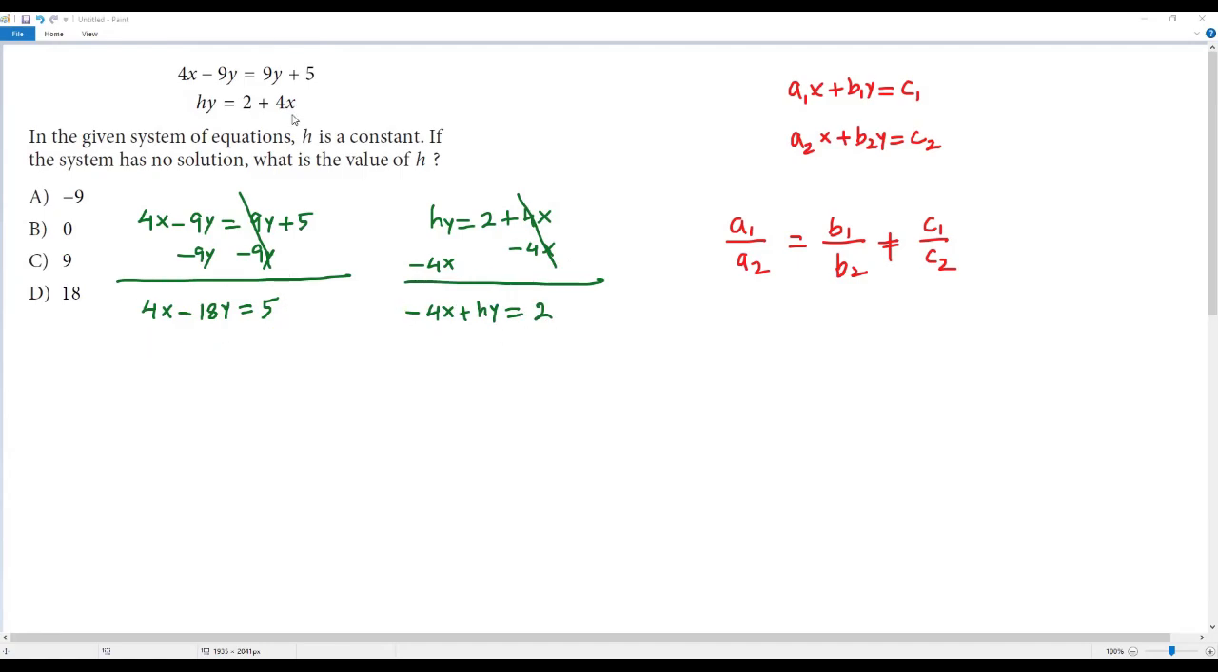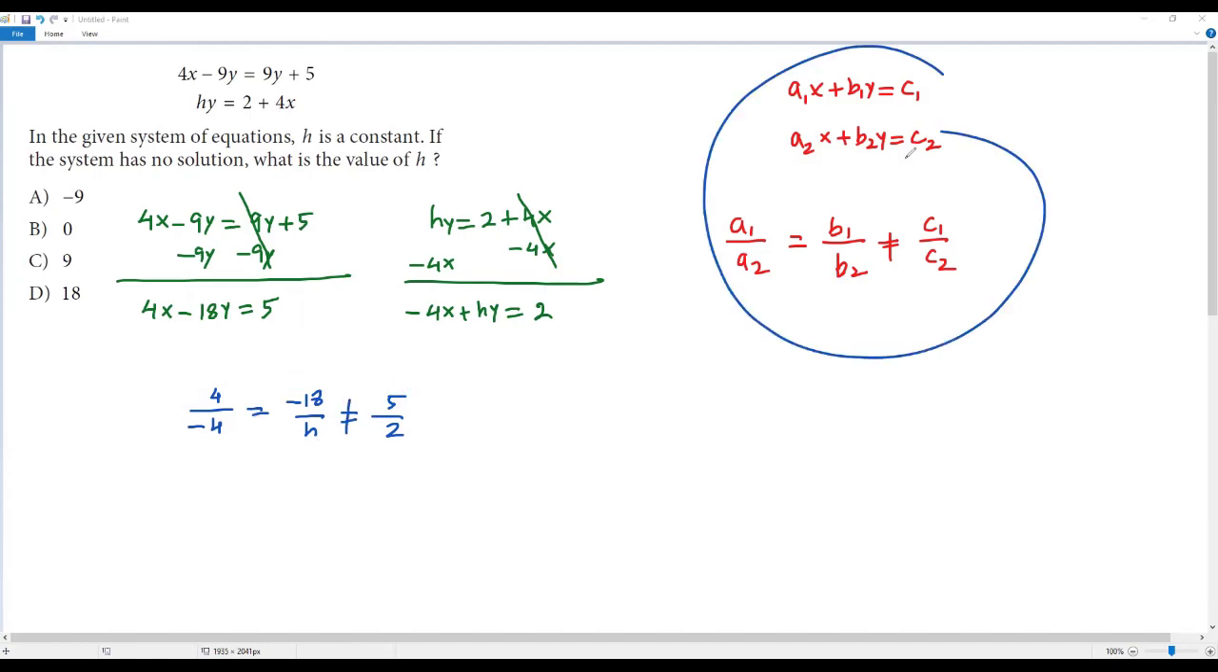Okay, now let's get the ratio of the coefficients of x, that is 4 over -4. Let me write it over here. Now let's get the ratio of the coefficients of y, -18 over +h. Let me write it. And now let's get the ratio of the constant terms, that is 5 over 2. Since the given system has no solution, the ratio of the coefficients of x and the ratio of the coefficients of y must be equal, and both these ratios will not be equal to the ratio of the constant terms, as we have discussed over here.